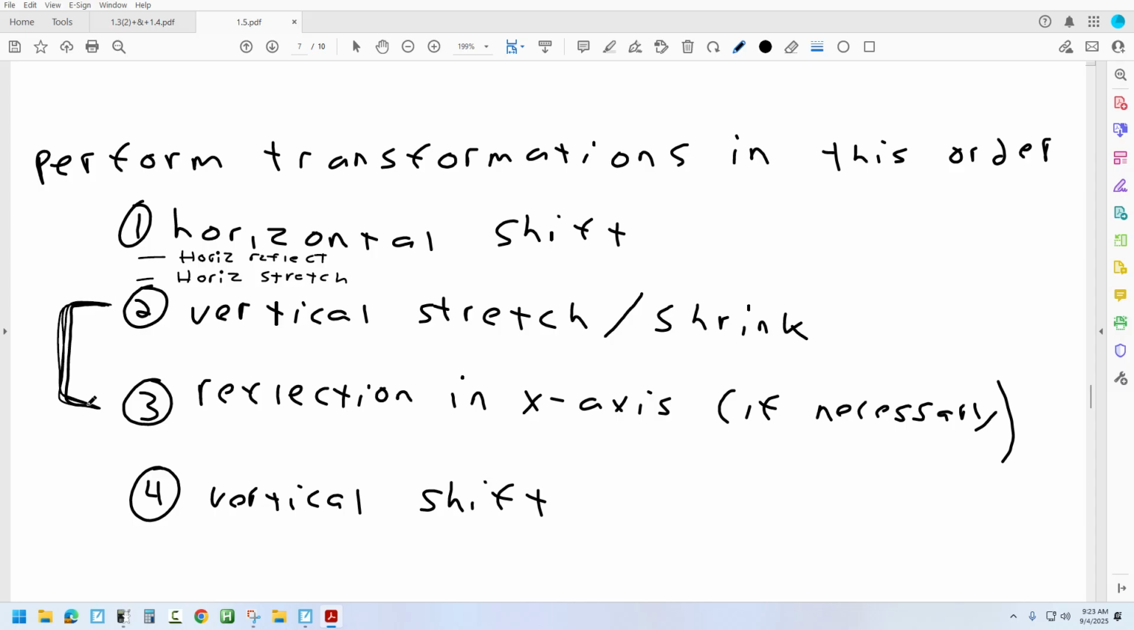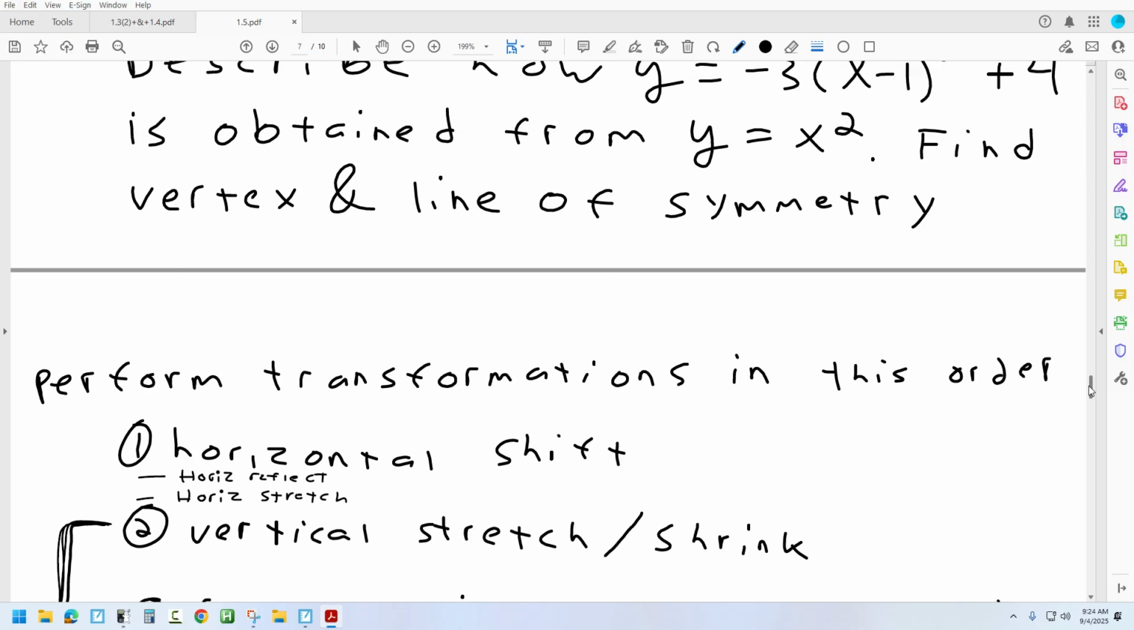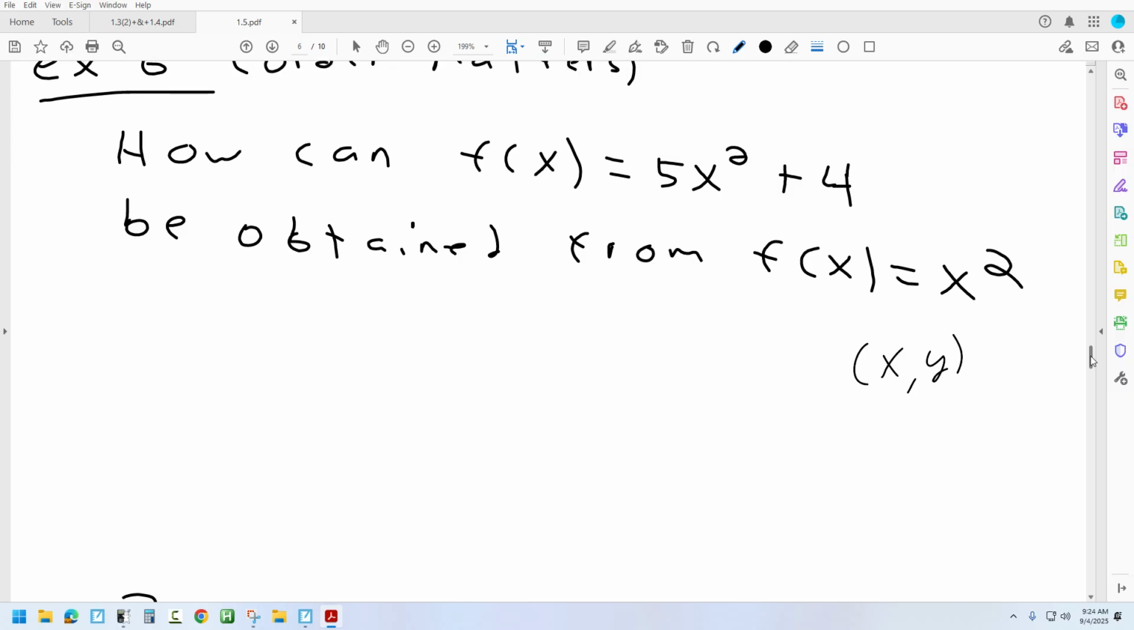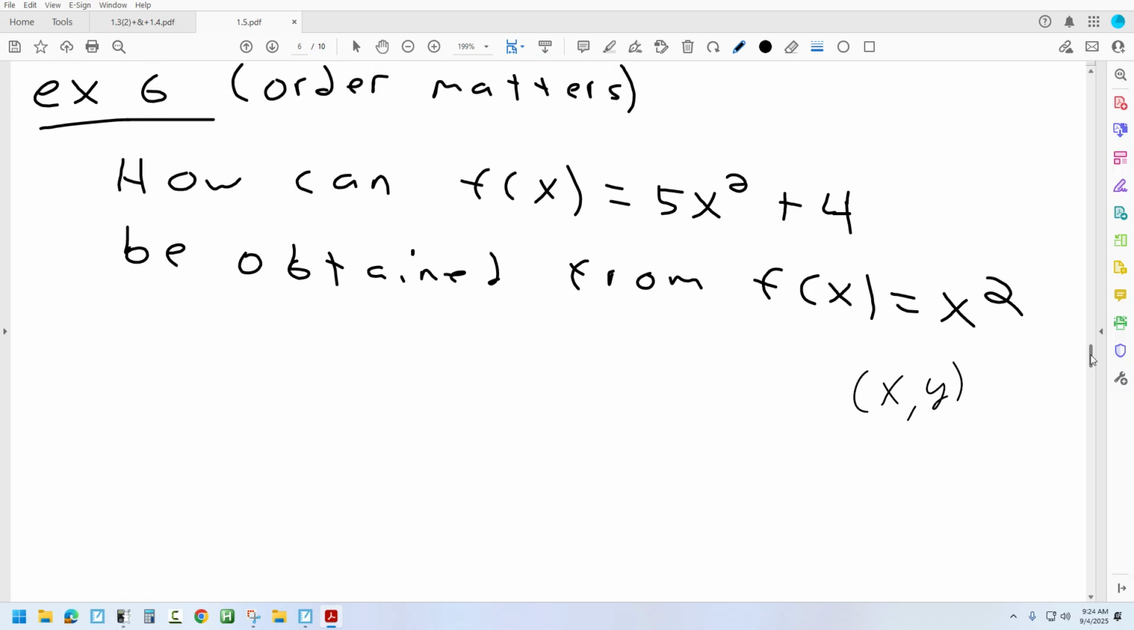But the reason that would work is because think about if you multiply a number by 5 and then make it negative, or make it negative and then multiply by 5. It's the same thing. Okay, so technically you can switch the order of 2 and 3, but I'm going to stick with that order. Okay. So now, let's see if we can describe the transformations in example 6. Okay, first step, how many transformations are happening?